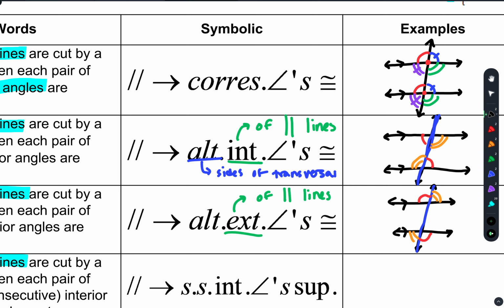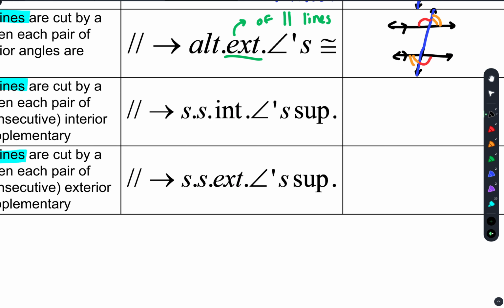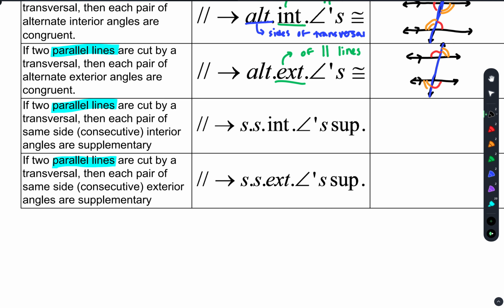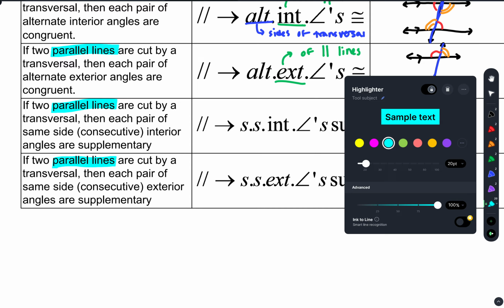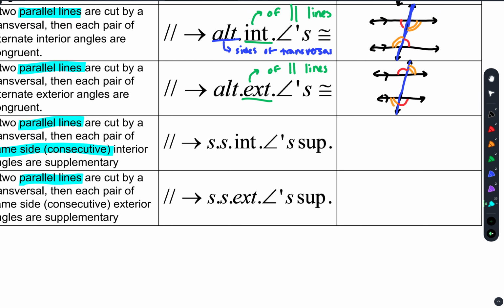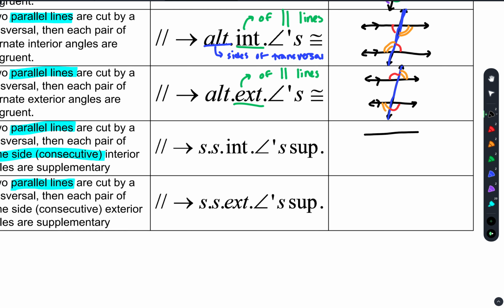Okay? Then the next kind that we have, kind of similar in the same vein here, SS stands for same side or consecutive interior angles. I like that word consecutive better. Same side meaning of the transversal. So let's draw out my little diagram again. Two parallel lines cut by a transversal.